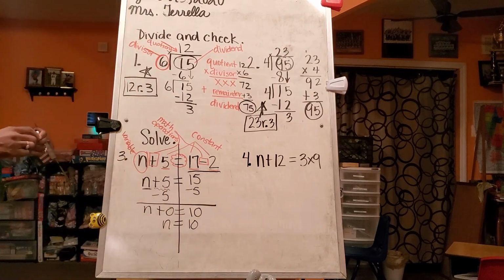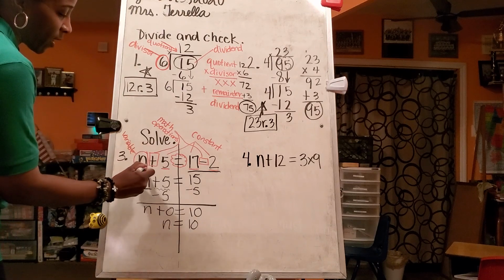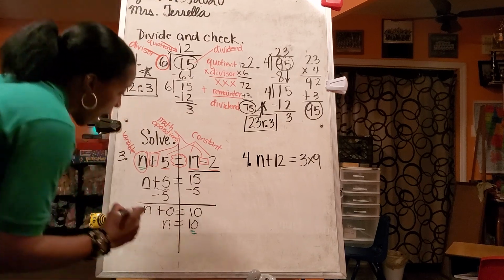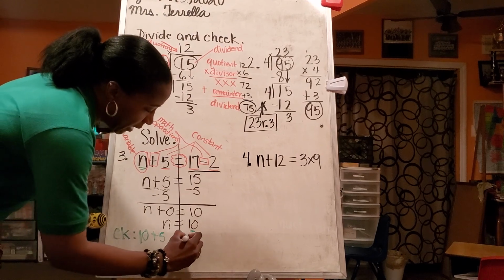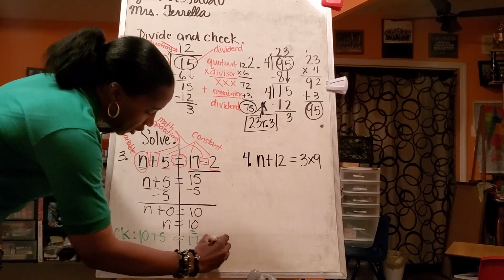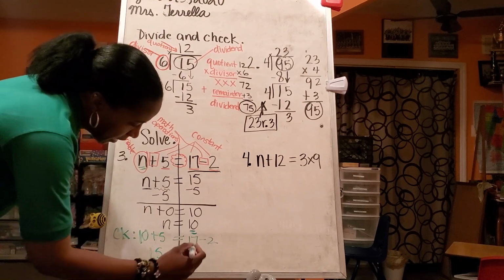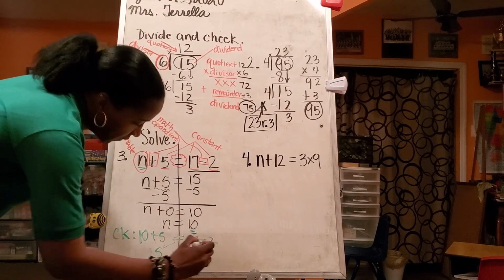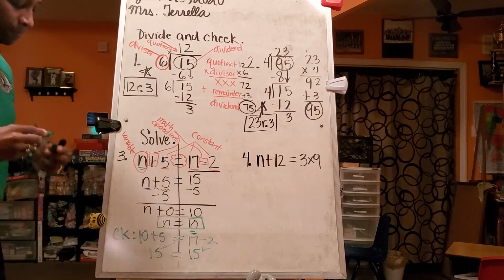Now, hopefully that's the right answer, but before I can say it's the right answer, I need to check my answer. So to check my answer, everywhere there is an n, I'm going to put 10. So I have 10 plus 5 hopefully equals whatever 17 minus 2 is. 10 plus 5 is 15. 17 minus 2 is 15. So since 15 equals 15, that means that my answer is n equals 10.